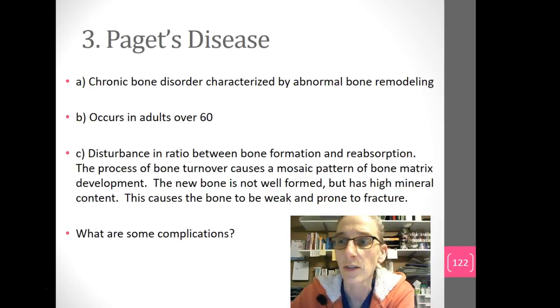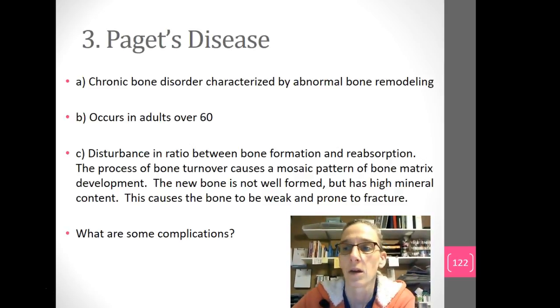The process of bone turnover causes a mosaic pattern of bone matrix development. The new bone is not well formed but has high mineral content. This causes the bone to be weak and prone to fracture. So what are some complications with Paget's disease? Hopefully you're going to go back and look at the different types of fractures. Which type of fracture would this be? If a person with Paget's disease had a fracture, what would that be constituted as? Okay, a person with Paget's disease that has a fracture will have pathological fractures. They can have paralysis from spinal cord compression, cranial nerve damage, and kidney stones.